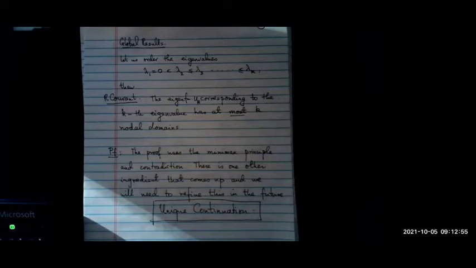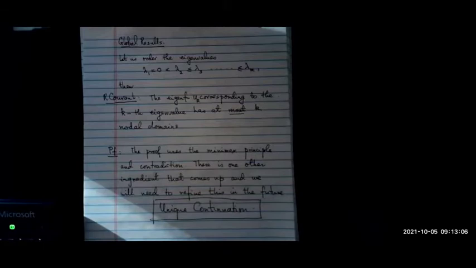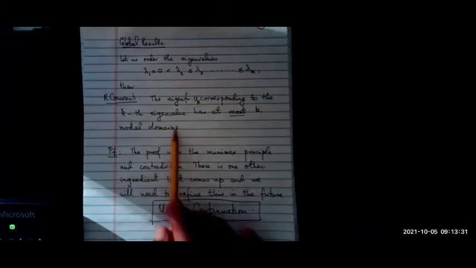Okay, so the point here is that the proof of this result uses a minimax principle and contradiction. But there's one other ingredient that already comes up and which will play an important role for us a bit later. That object is the concept of unique continuation. Unique continuation plays a very important role in this whole theory of nodal sets and nodal domains. Okay, so let's try to give a quick proof of this.